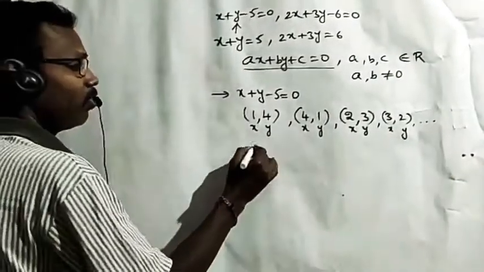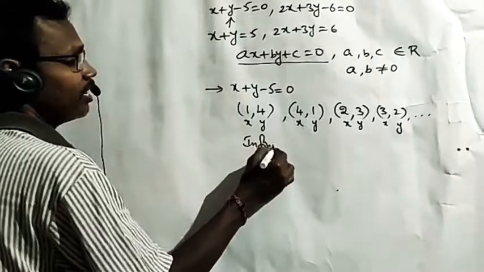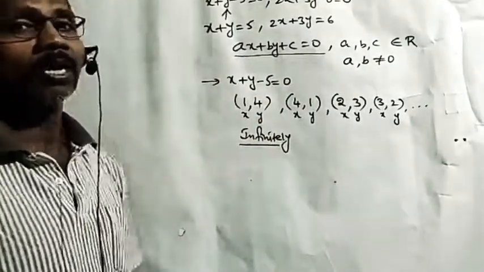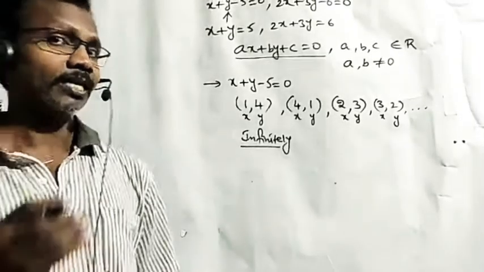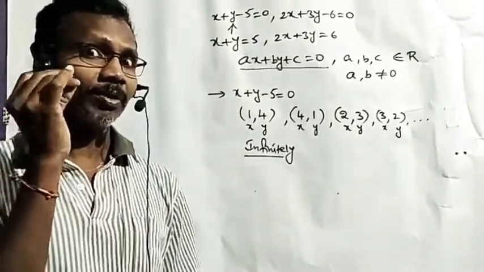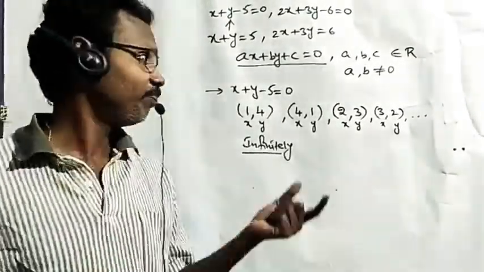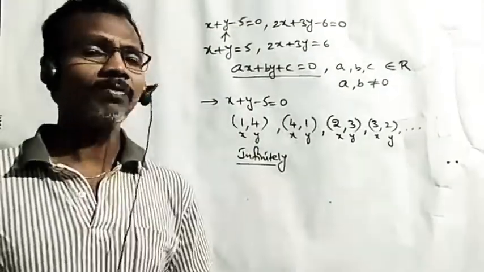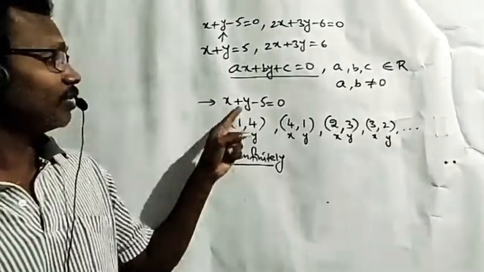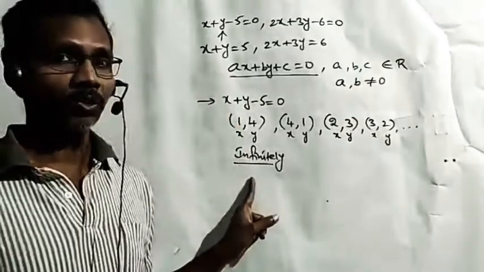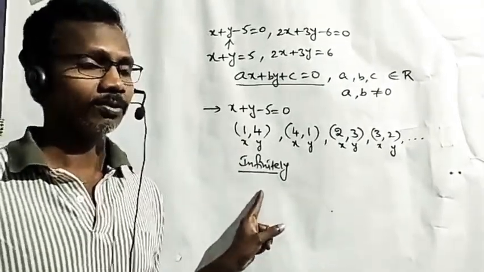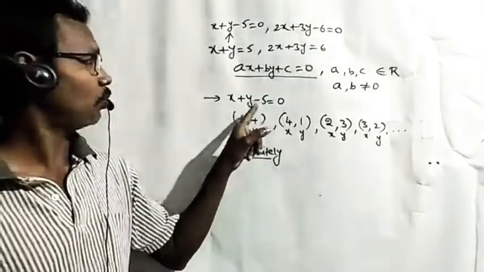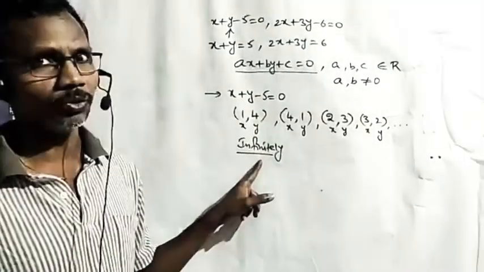So a linear equation in two variables will have how many solutions? It will have infinitely many solutions. Let us recall the previous one: a linear equation in one variable will have how many solutions? A unique solution, only one solution. Whereas a linear equation in two variables will have infinitely many solutions. Okay?